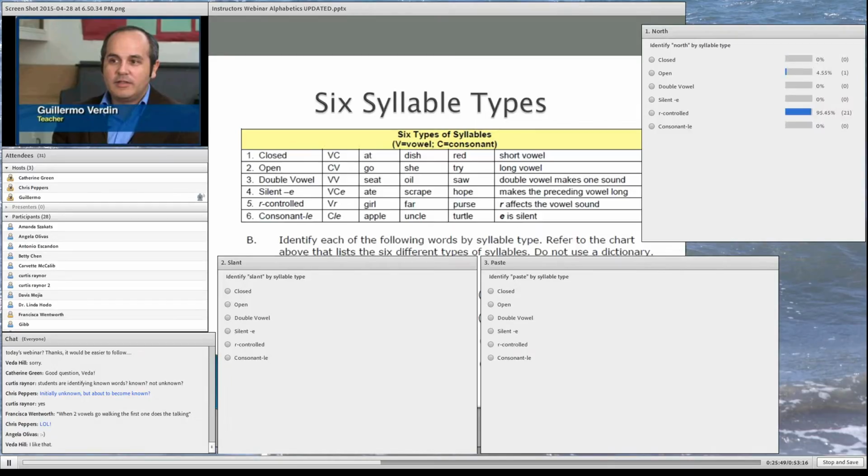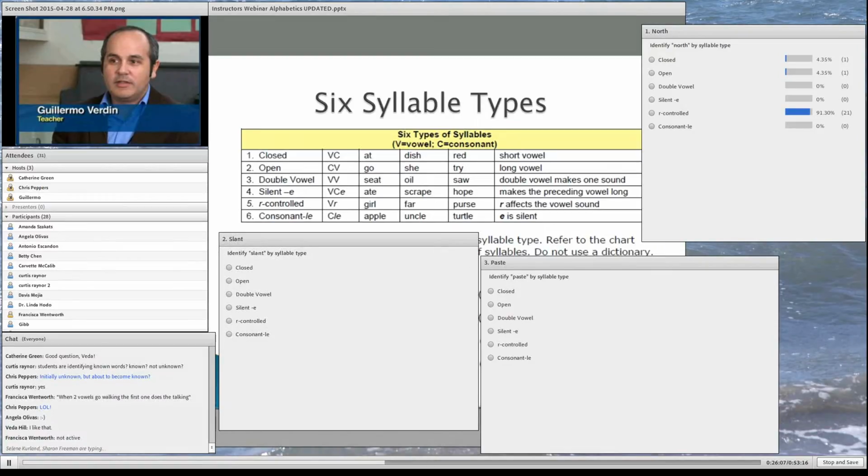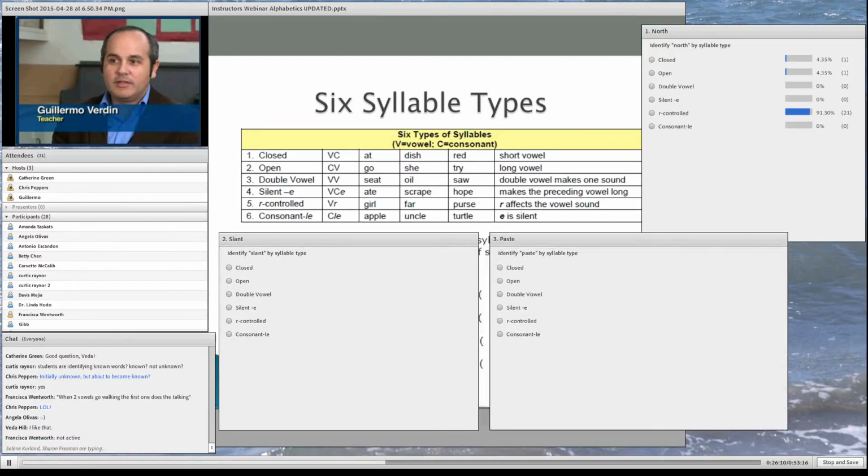Look at number two, slant. Please identify this word by its syllable type. Number two, right here, slant. What syllable type is this word slant? Can you all see the second survey here for the word slant?